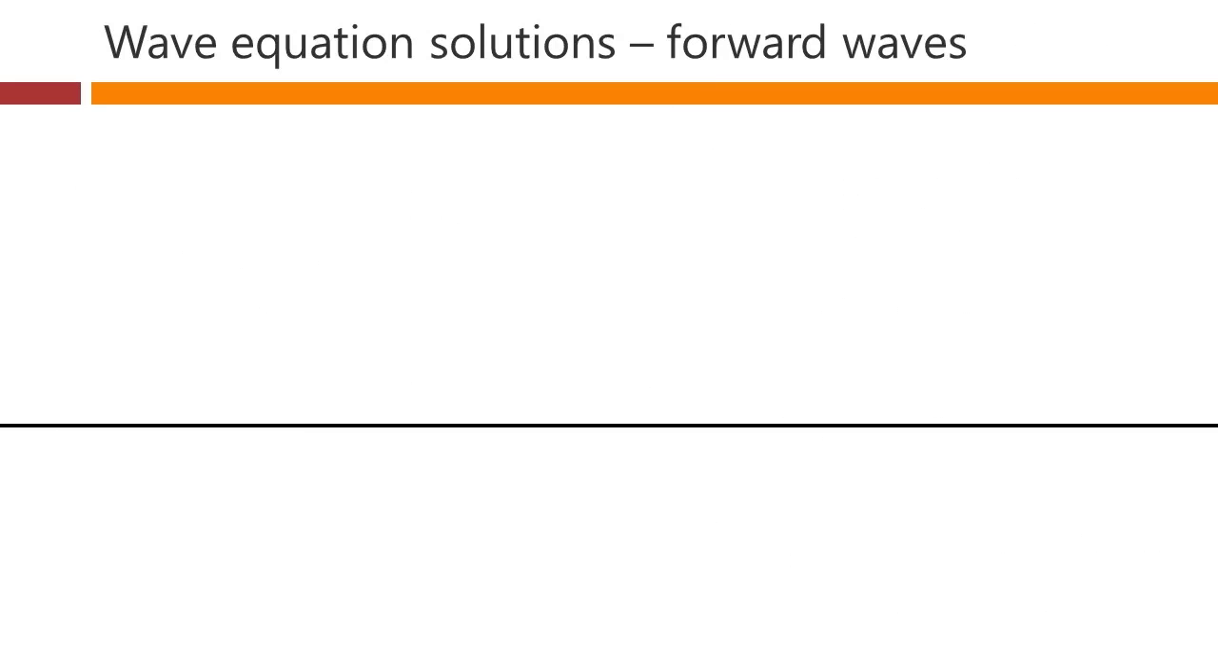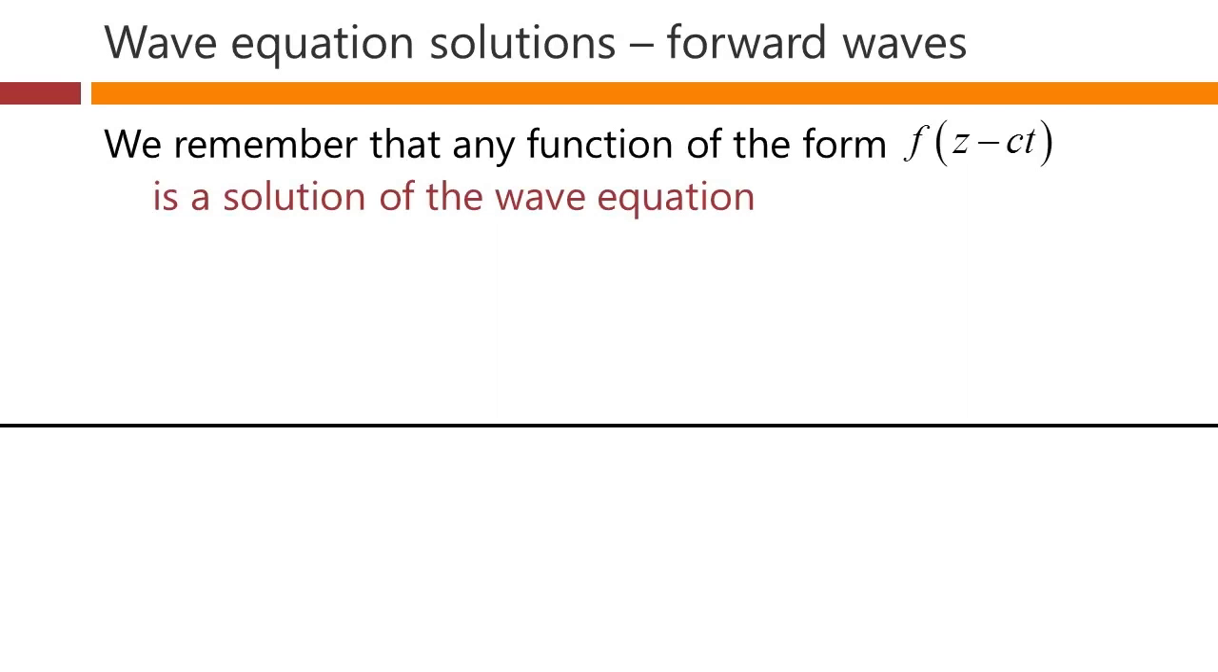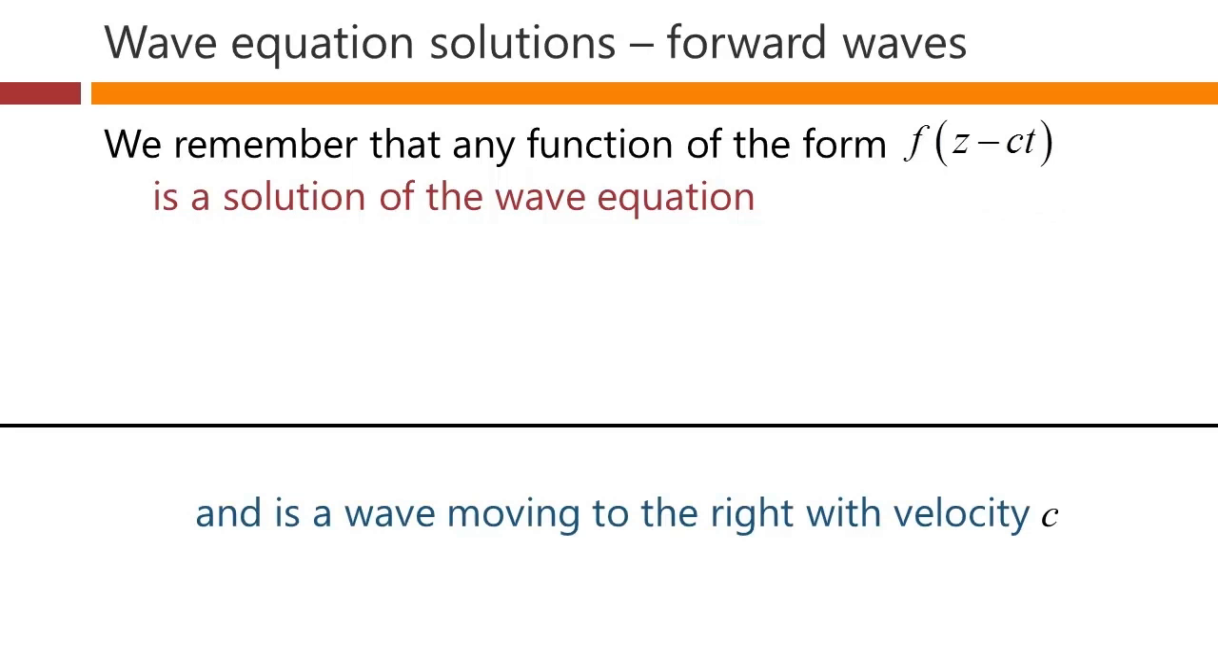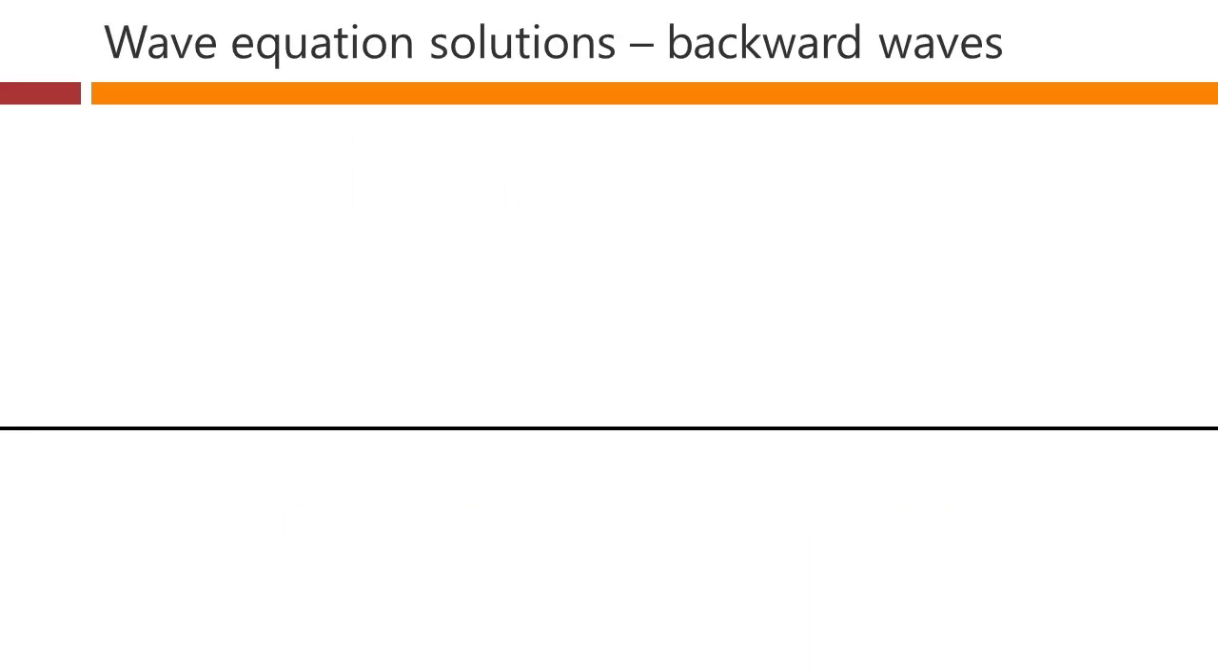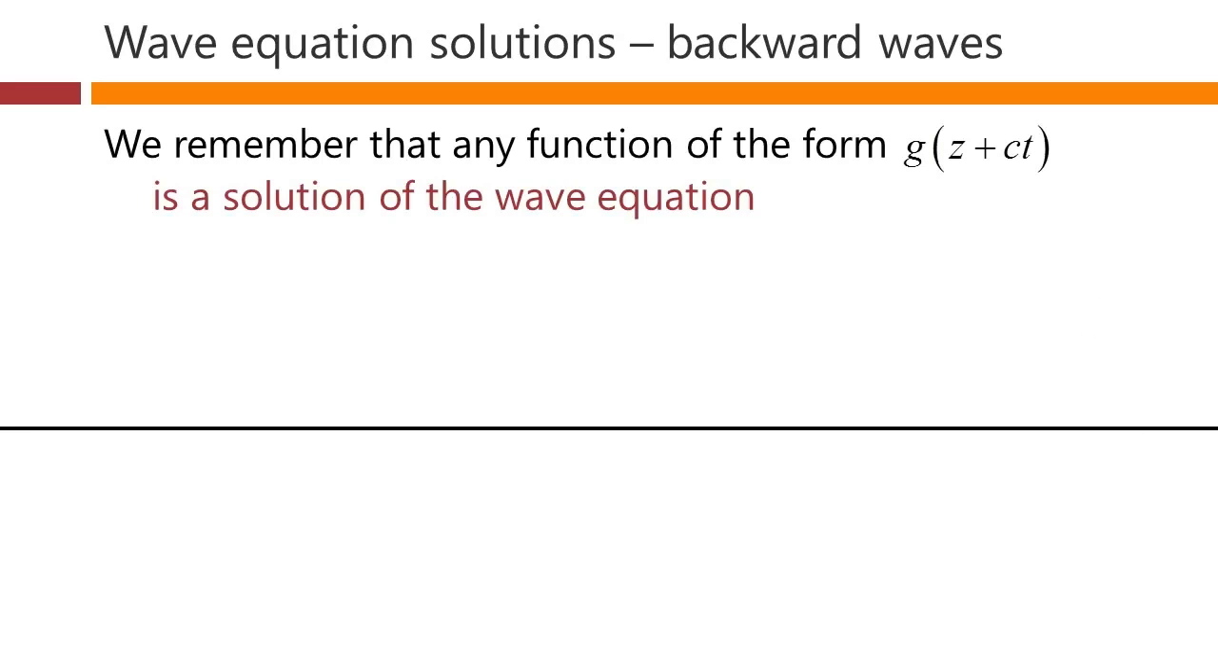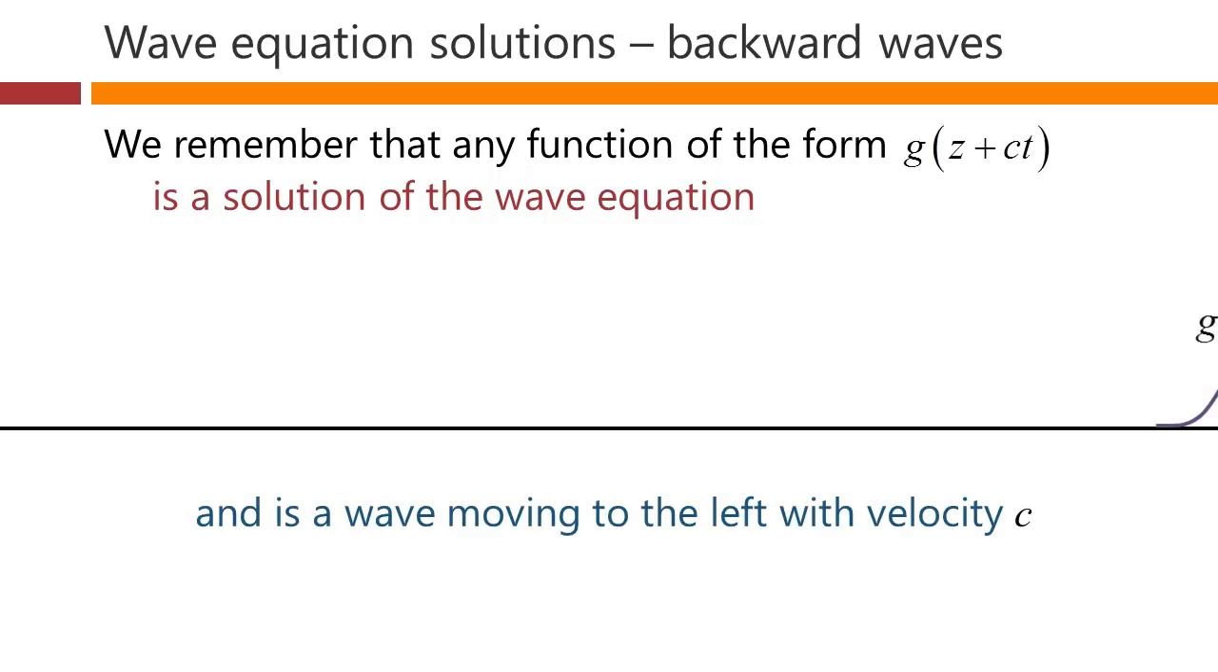So we can look at our classic wave equation solutions. We remember that any function of the form f of z minus ct is a solution of the wave equation, and it's a wave moving to the right with velocity c. And similarly, any function of the form z plus ct is a solution of the wave equation, and it's a wave moving to the left with velocity c. So we're just using c here as the wave velocity, which would be the v in our previous equation.